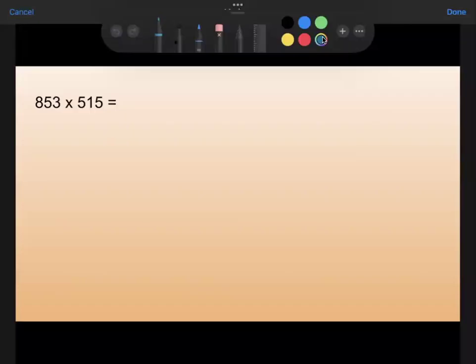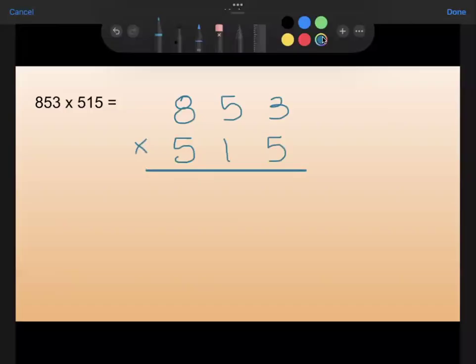I'm going to start out with the standard algorithm on this one. So the standard algorithm says that we're going to stack the numbers on top of each other with the number with the most digits on the top. Now, since they both have three digits, some learners like to go ahead and just put the biggest number on top, which is totally fine. You could put the 515 on top and you would still get the same answer. So I'm going to go ahead and put 853 times 515. I spread it out a little bit just so we have some room in case we need to do some regrouping and things get crowded.